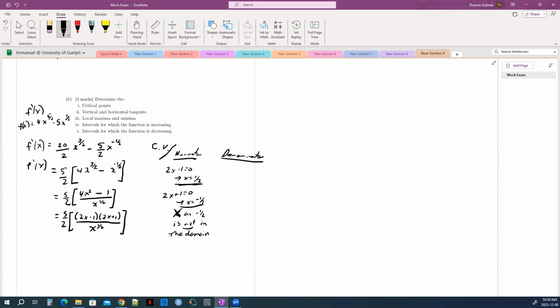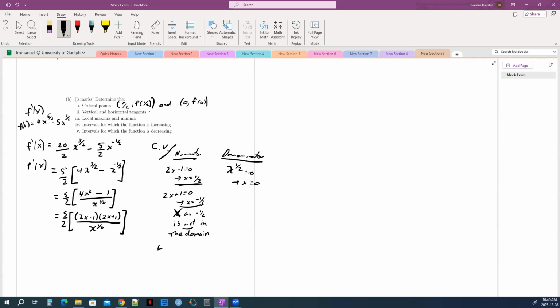So we just have this value here. In the denominator, we have x to the 1 half equaling 0, which implies x equals 0. So taking this, we have our critical points. Our critical points are going to be 1/2, f of 1/2, and 0, f of 0.